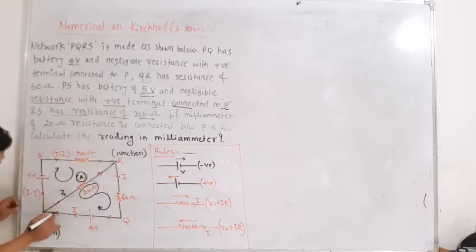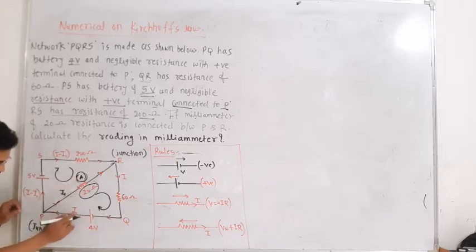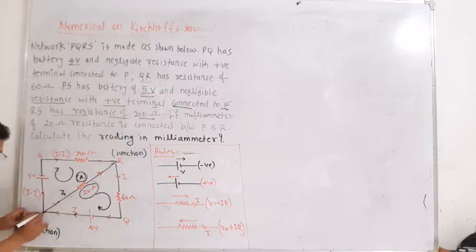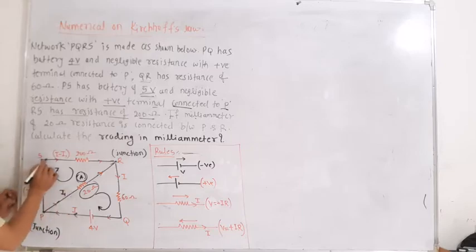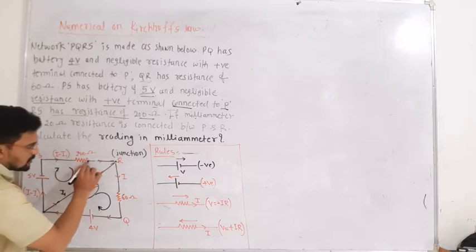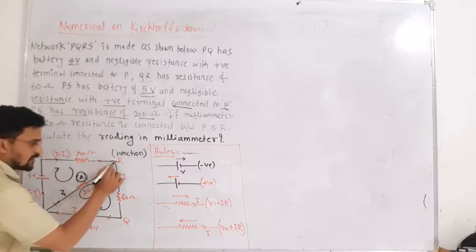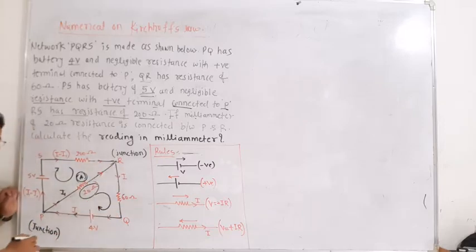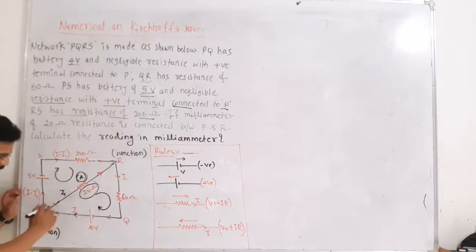These are the current directions. From this, current I flows to the junction, where the current splits. One current is I1 and the remaining current is I minus I1. This I minus I1 current flows through the same path, so here it is I minus I1, this is I1, and in total you get I again. Now, how to solve? First apply the junction rule, or apply Kirchhoff's voltage rule across this loop, PRQP.